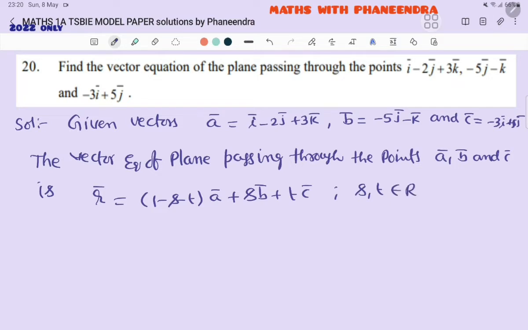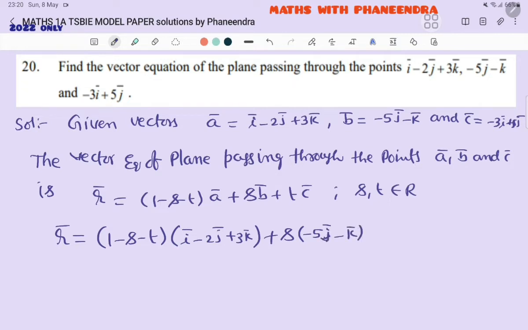So substitute the values. R bar equal to (1 minus s minus t) into a bar is i minus 2j plus 3k, plus s into b bar, minus 5i minus k minus 5j, next plus t into c bar, minus 3i plus 5j. No need to simplify, you can leave it like this.